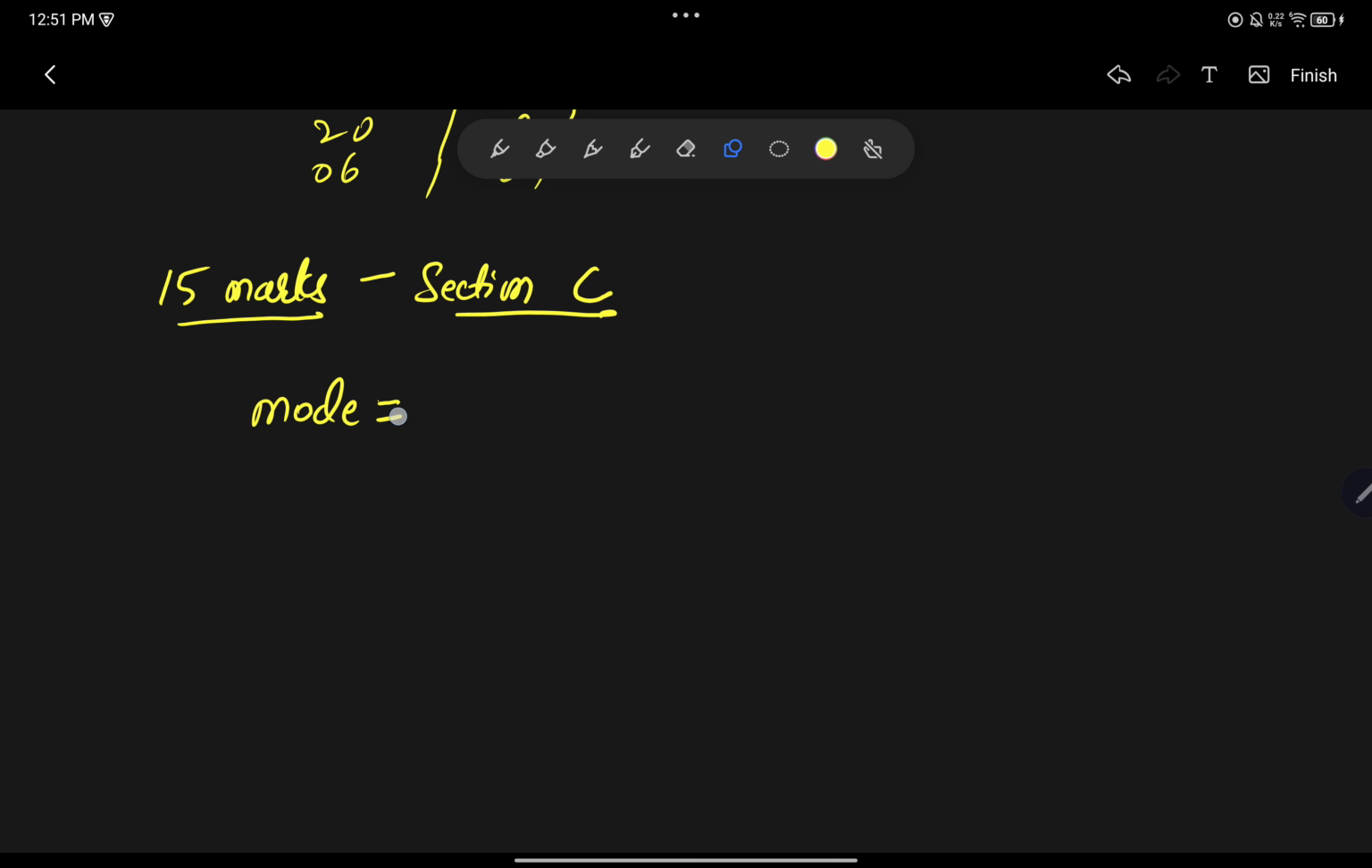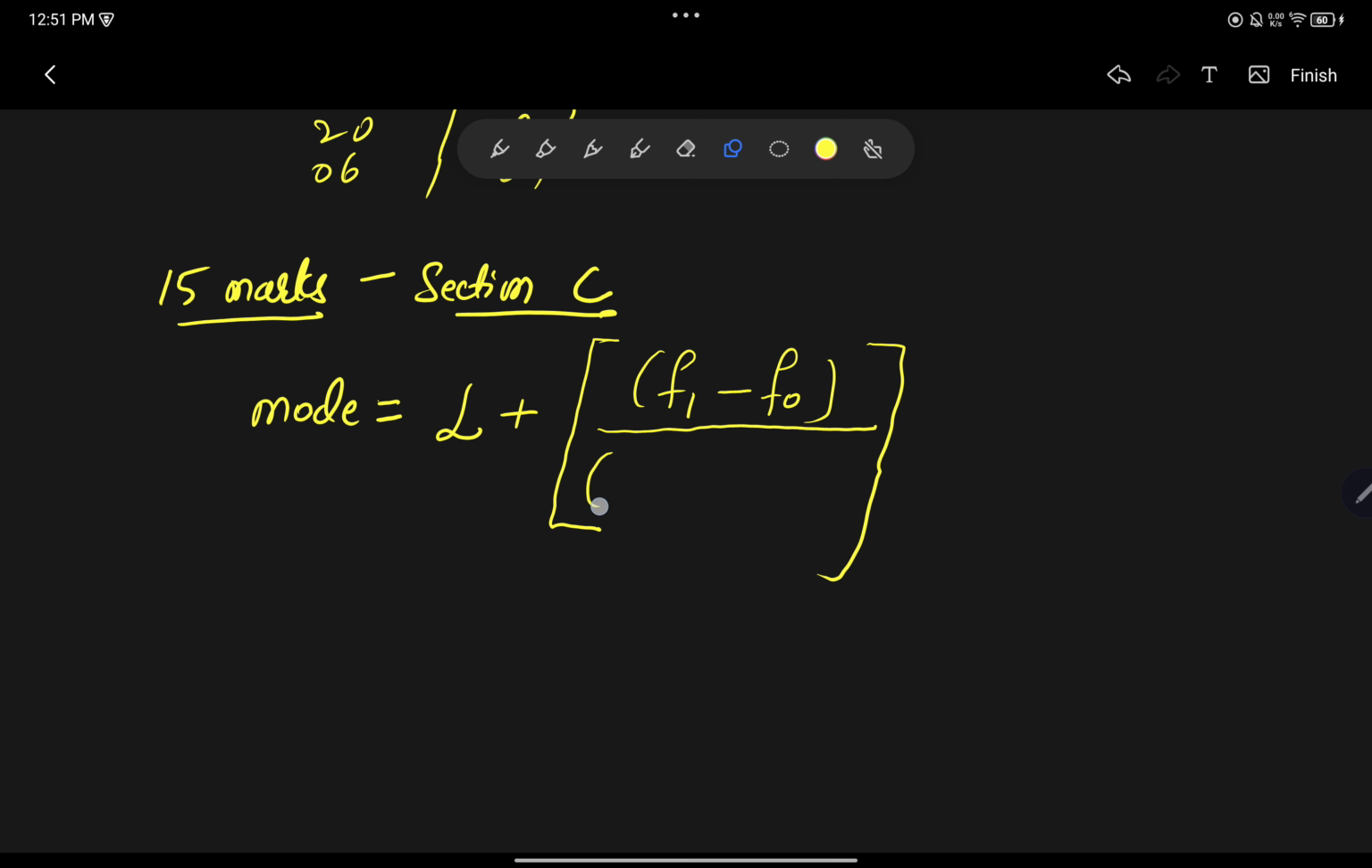Mode is equal to L plus (F1 minus F0) divided by (2F1 minus F0 minus F2), into H. L is the lower limit of the modal class, like previously when we calculated the median. This is the formula. What are F1, F2, F0? I will teach you later when I am calculating the problem.